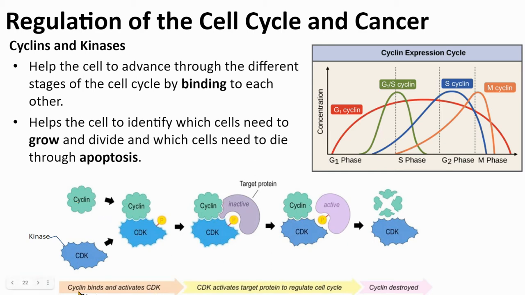But here is the cyclin bonds and activates. This is the kinase right here, the kinase, and then the kinase activates target protein to regulate the cell cycle, and then the cyclin is destroyed down here. And there are different types of cyclin.